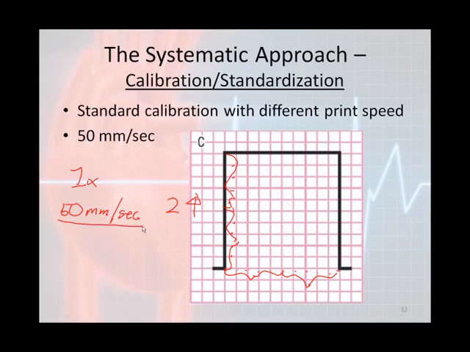This changes all of our intervals, because at 25 millimeters per second, this little box right here is actually 0.04 second. But if we double the print speed, this little box here is no longer 0.04 second. It is now 0.02 second, because it prints much quicker. So this would throw off all of our intervals, so we can no longer say that 3 little boxes is 0.12. If we want to look at 0.12, we now have to look at 6 little boxes.